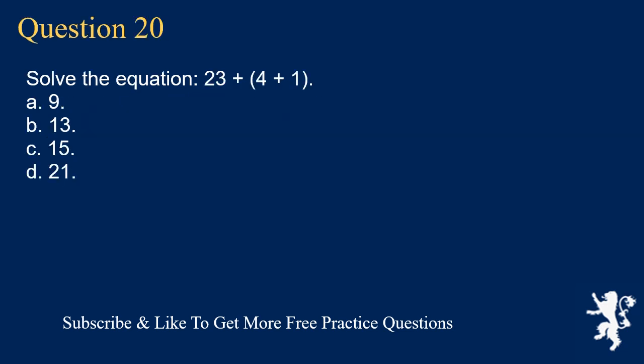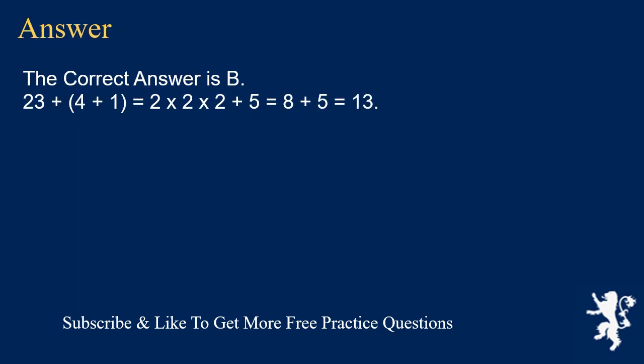Question 20. Solve the equation 2^3 + 4 + 1. A. 9. B. 13. C. 15. D. 21. The correct answer is B. 2^3 + 4 + 1 equals 2 by 2 by 2 plus 5 equals 8 plus 5 equals 13.